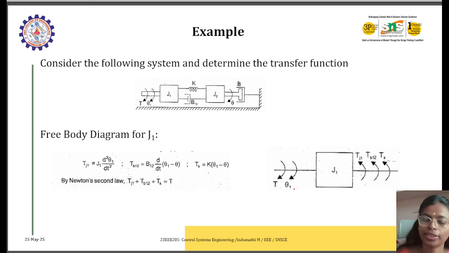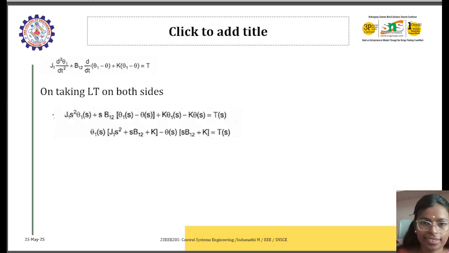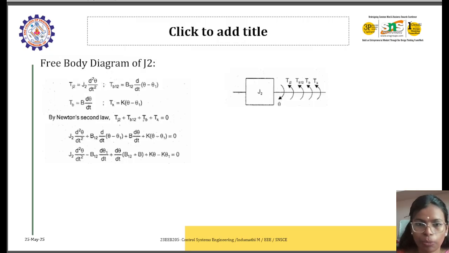According to Newton's second law, the sum of applied torques is equal to the sum of opposing torques. Sum it up and you'll get the equation like this. Take the Laplace transform on both sides: J1 S squared theta 1 of S plus B12 S times theta 1 of S minus theta 2 of S, and so on. Solve it and take theta 1 as common. So that's all with the moment of inertia J1.